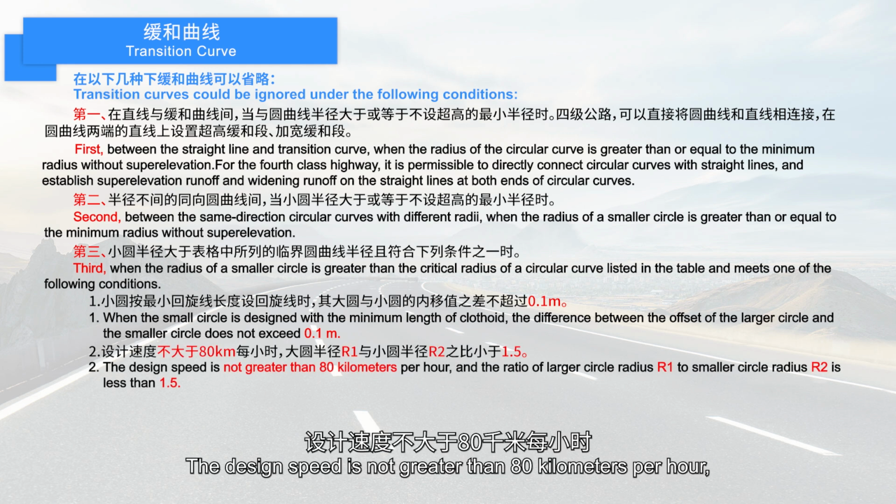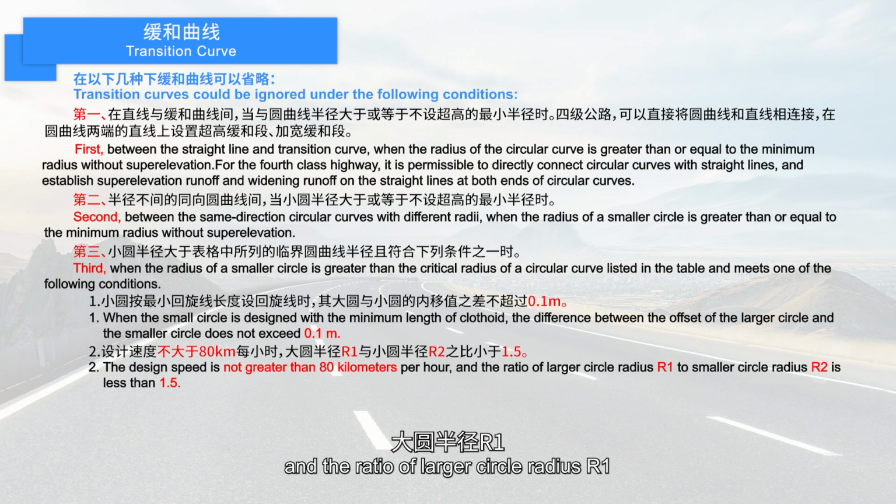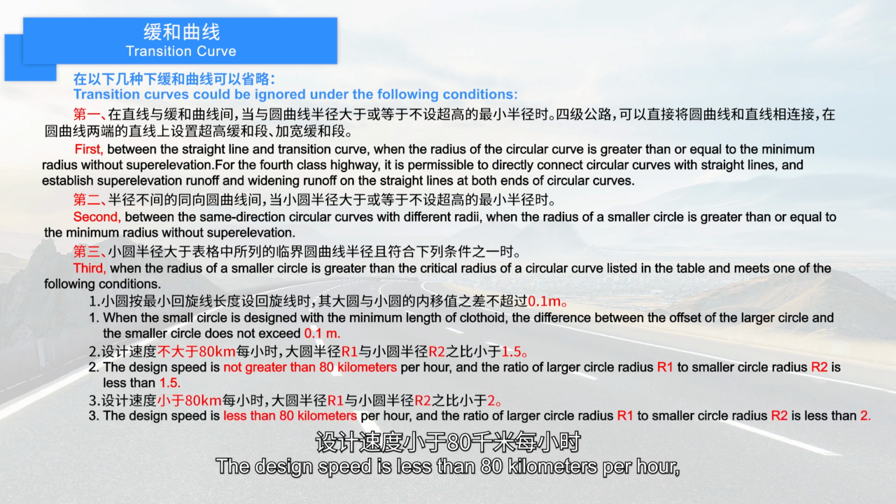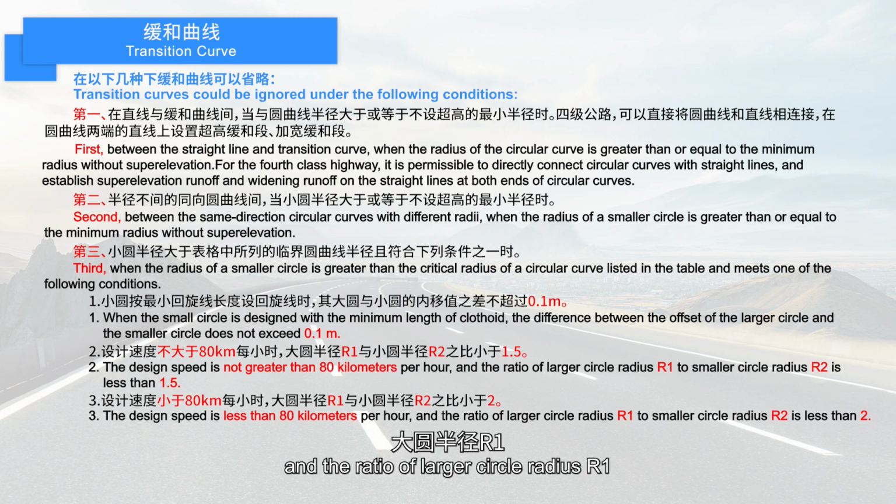The design speed is not greater than 80 kilometers per hour, and the ratio of larger circle radius R1 to smaller circle radius R2 is less than 1.5. The design speed is less than 80 kilometers per hour, and the ratio of larger circle radius R1 to smaller circle radius R2 is less than 2.